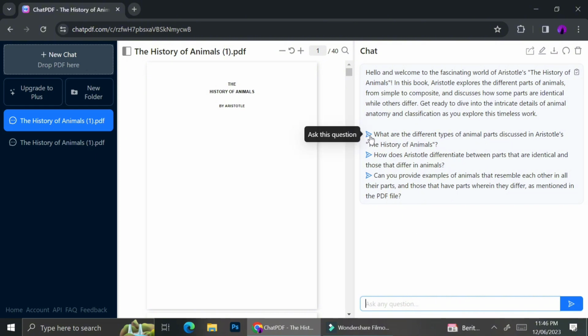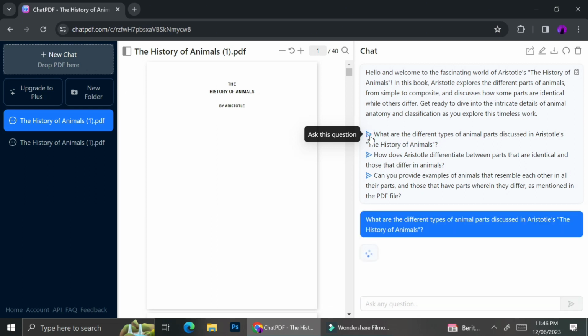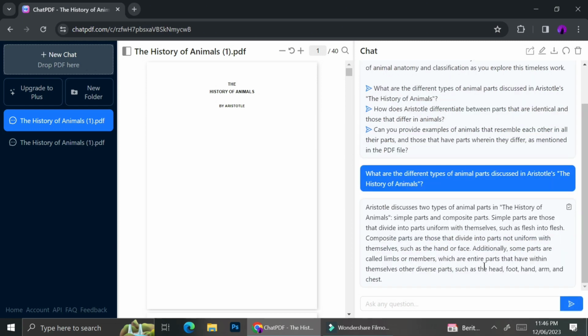Now you can also see that you are able to ask questions about the book, such as these three questions that I showed over here. So for now, I'm going to try and ask the question that is provided, which is, what are the different types of animal parts discussed in Aristotle's The History of Animals?